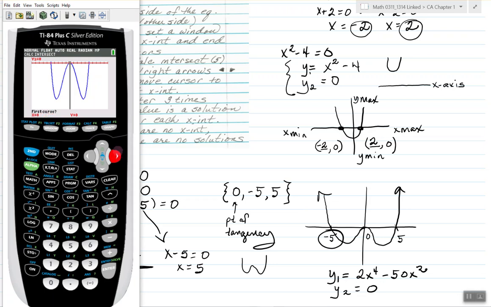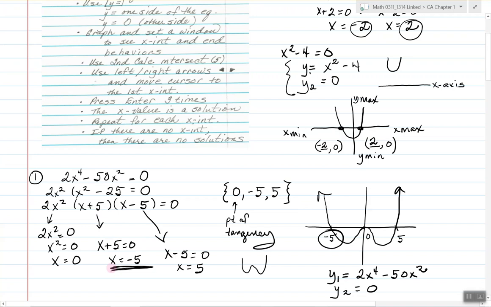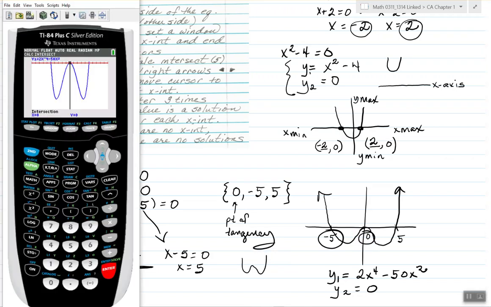Okay, I'm there. Enter, enter, enter. I get an intersection at x equals 0. Go back to that picture for a minute. And then I do it one more time. Second, calc, choice number 5.